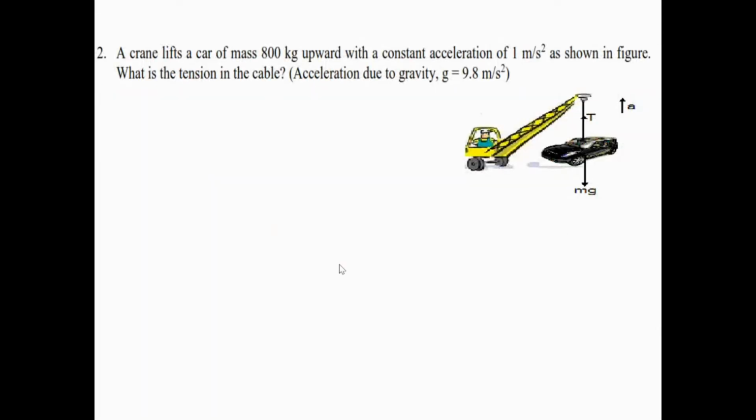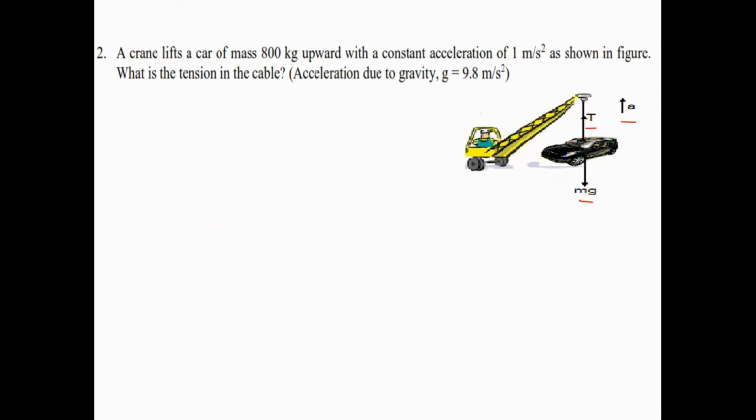In the second question, a crane lifts a car of mass 800 kilogram upward with a constant acceleration of 1 meter per second square, as shown in the figure. The picture is given here, and the crane lifts the car using a wire or a rope. The upward force generated in the wire is the tension, and the downward force is the force due to gravity. The most important thing is that when you lift the car upward, it has an acceleration of 1 meter per second square. You have to find what the tension created in the cable should be.